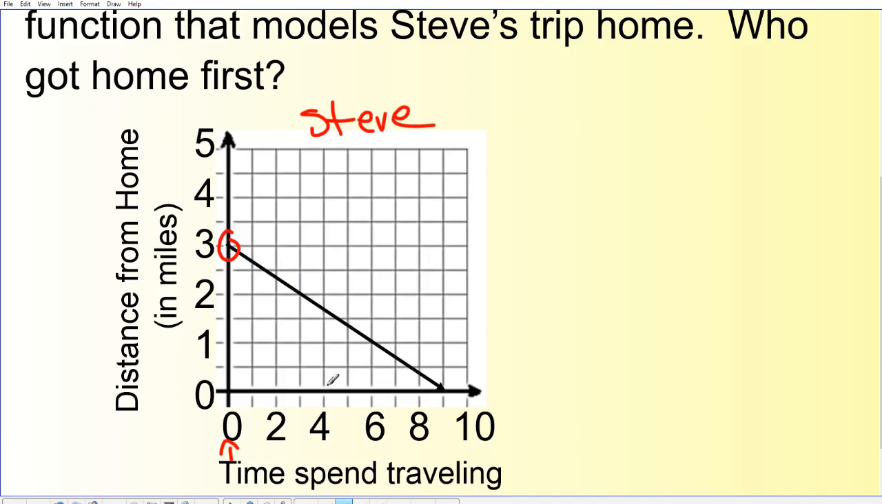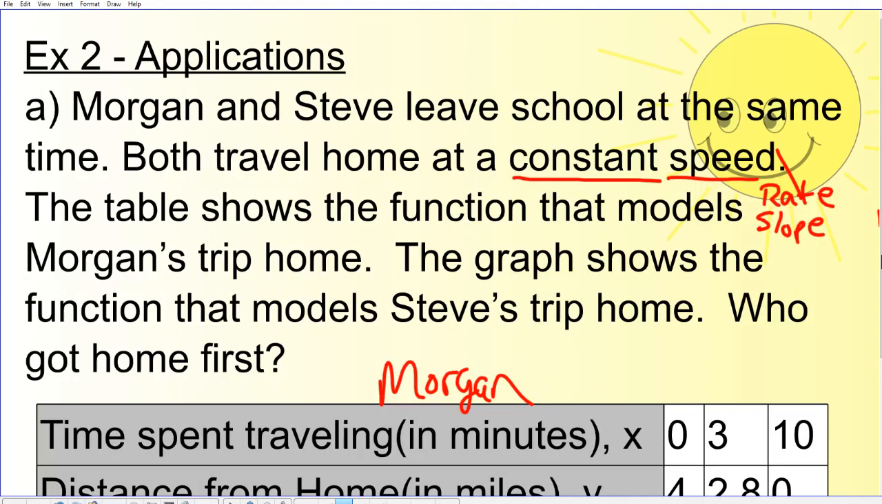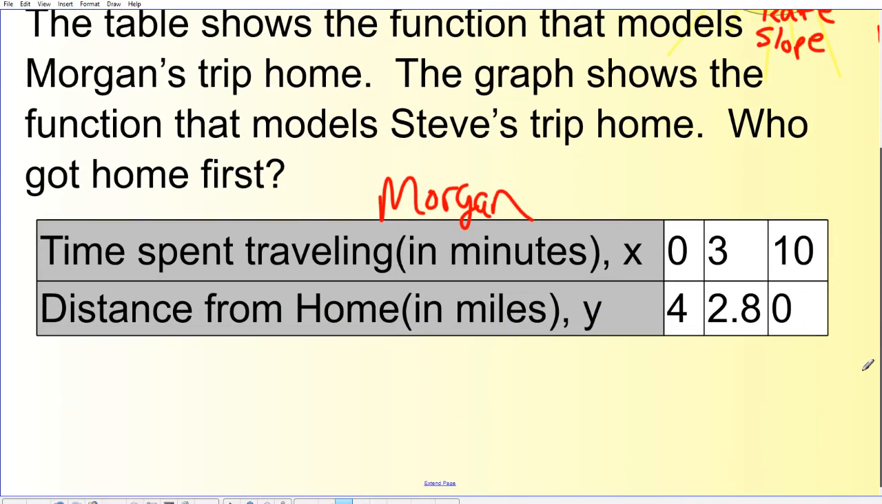Well, where does he actually get home? When is his distance from home zero? It happens at 9 minutes. So it took Steve 9 minutes to get home. How long did it take Morgan? Well, if we look at our chart, it's a little bit harder to understand.